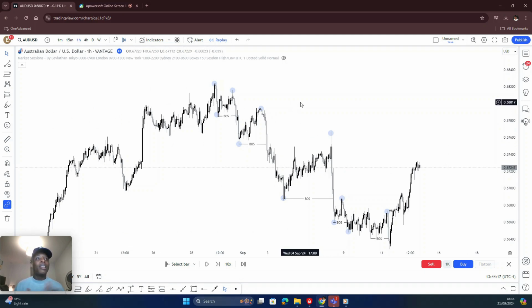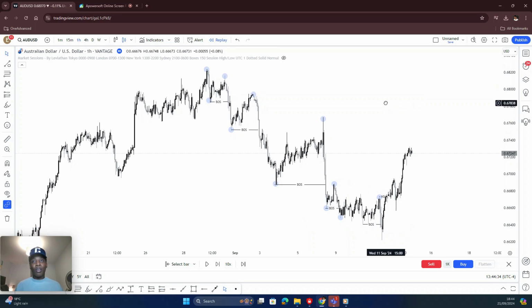Literally, if you don't understand market structure, you're probably going to lose in your trading game. You need to understand market structure before you move on to anything else, right? Before you move on to supply, demand, liquidity, all of that, you need to understand market structure.